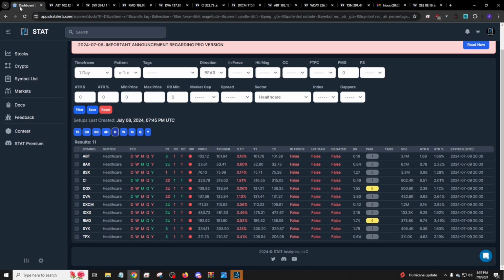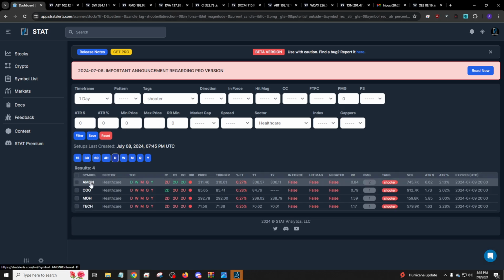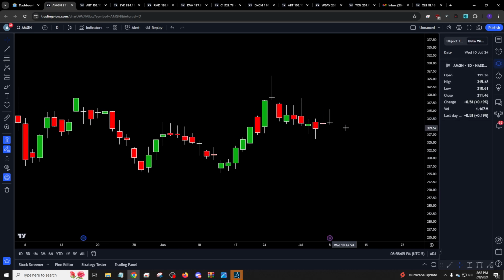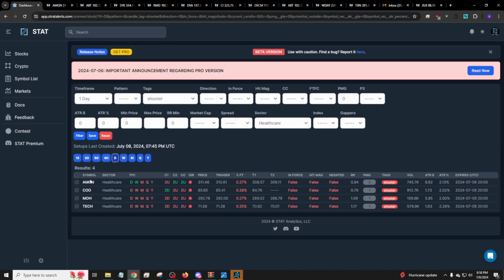Looks very nice. If we go to any shooters in the healthcares, I'd love to see a rev strat shooter ideally. Doesn't look like we have that. Do we have any 2 up in reds? So we don't have any shooters specifically in the healthcare sector, so that is okay. At least no rev strats. AMGN will be the one we normally trade in here. So AMGN, a little bit of a shooter day to start the week. Inside month as heck, though.